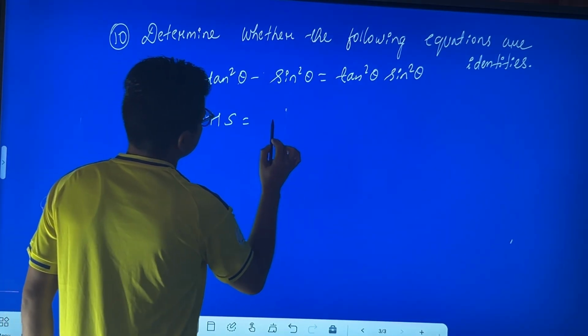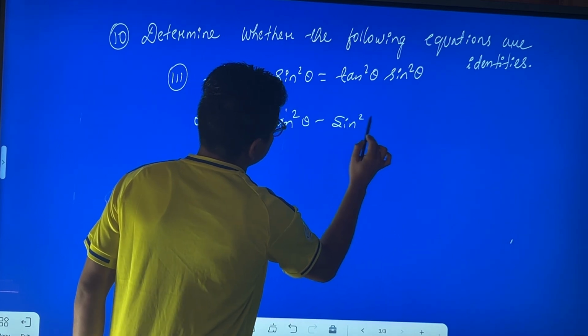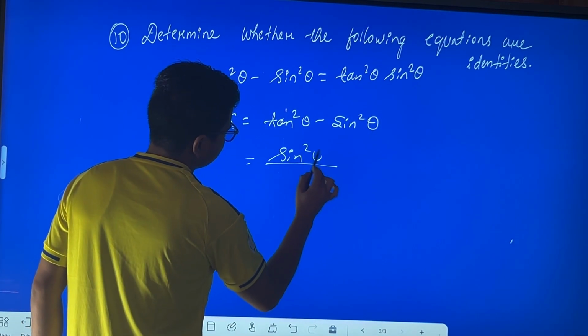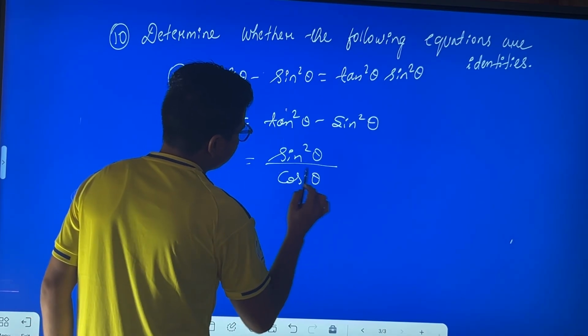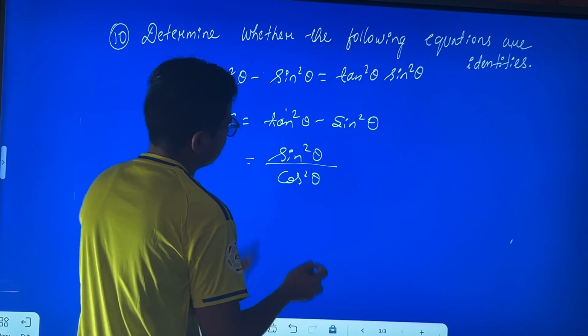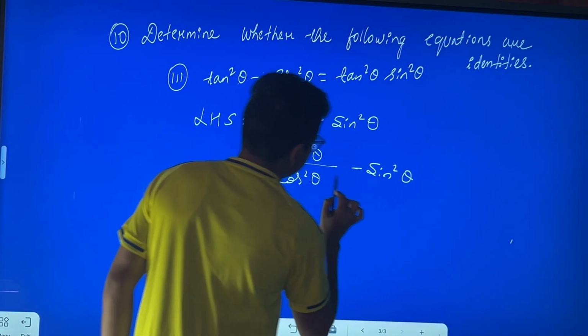Roman number 3. Let's carry out in the same way. Left hand side. What is the left hand side? Tan square theta minus sin square theta. In place of tan square theta, what can I write? I can write sin square theta upon cos square theta, right? The tan theta formula is sin theta by cos theta. So tan square theta will be sin square theta by cos square theta minus sin square theta. Correct. What common can I take?